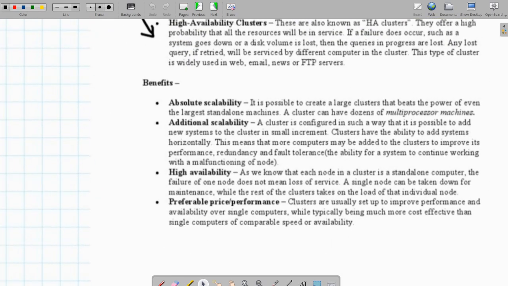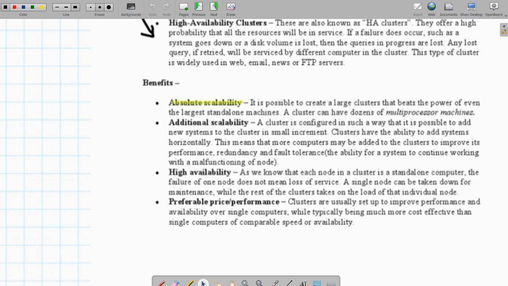Now let us move to some of the benefits which have been achieved by the introduction of cluster computer architecture into the industry. First one is absolute scalability. It is possible to create large clusters that beat the power of even the largest standalone machines. A cluster can have dozens of multiprocessor machines. Now, to realize this point, you need some kind of imagination. Just give the idea some thought.